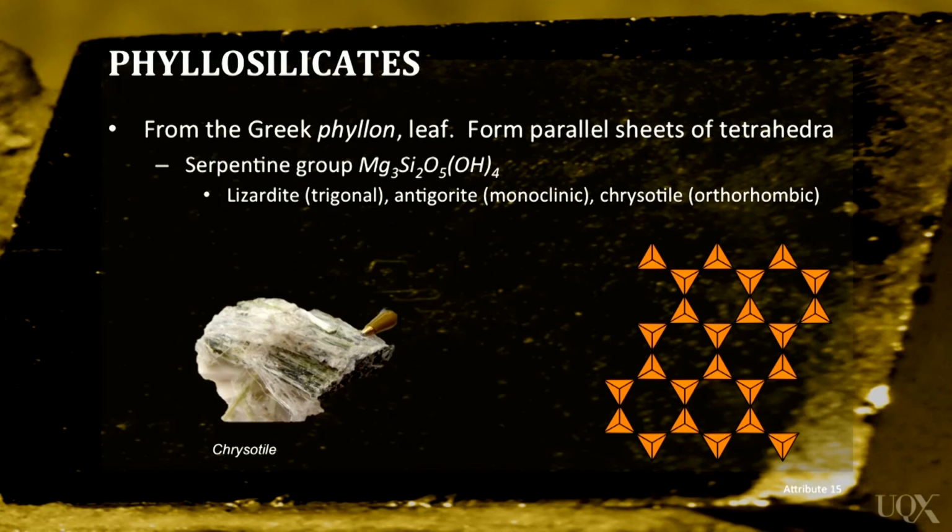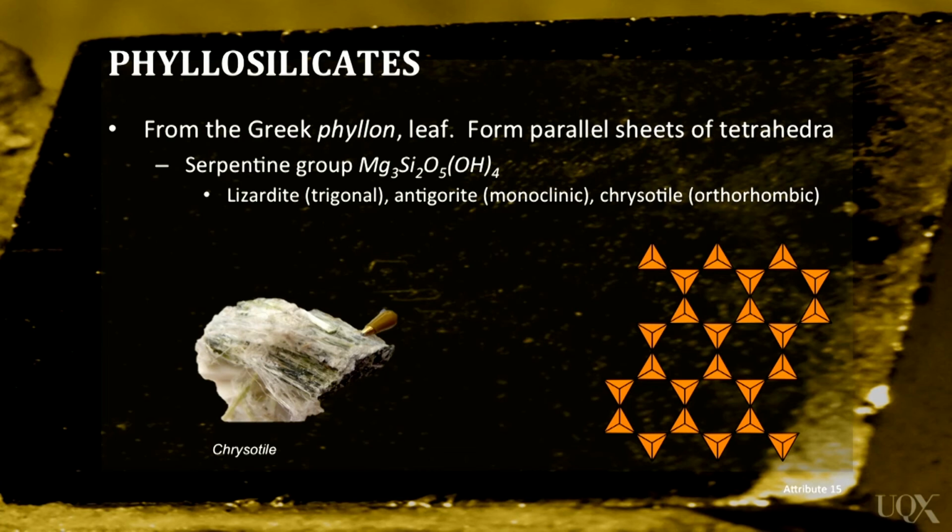The basic structure of phyllosilicates is that of a composite sheet, where a layer of octahedrally coordinated cations is sandwiched between two identical layers of silica tetrahedra. The serpentine group includes the minerals shown here. These are more examples of polymorphs. In this case, it's very important to know which one is present in your ore.